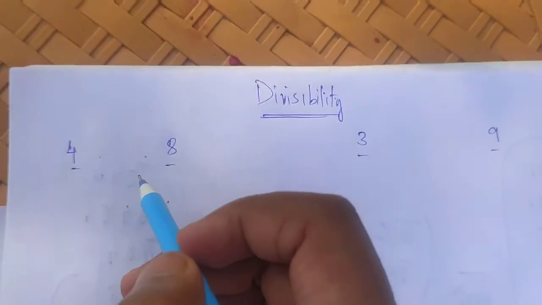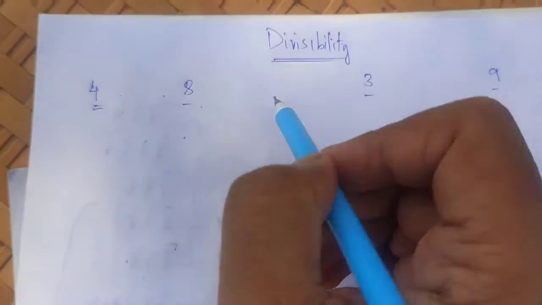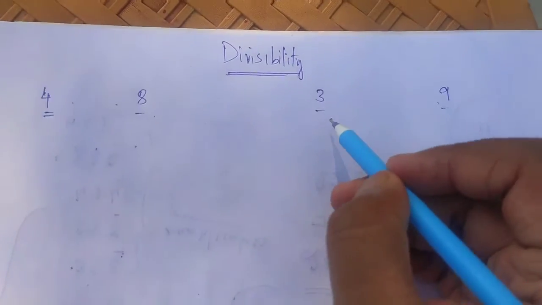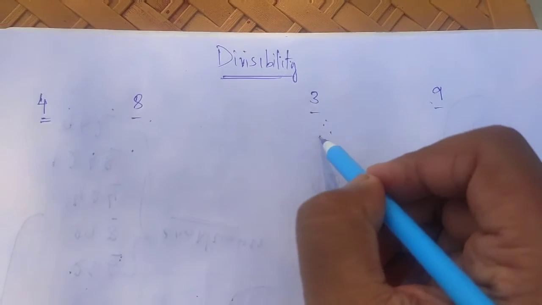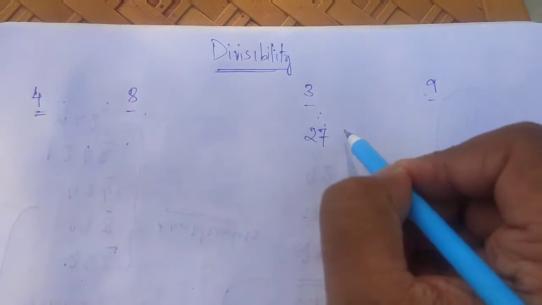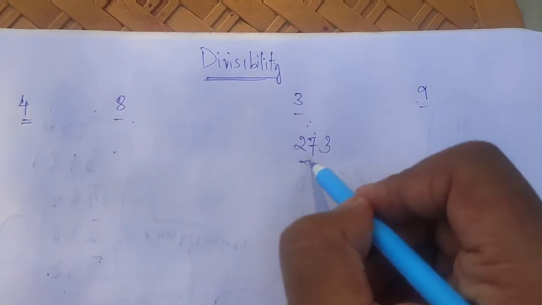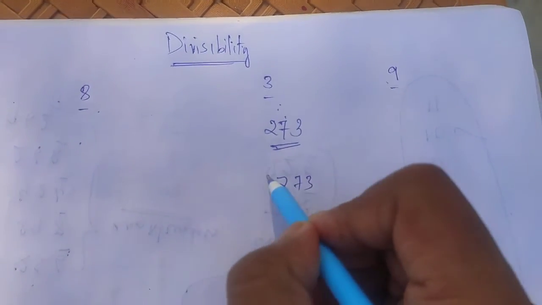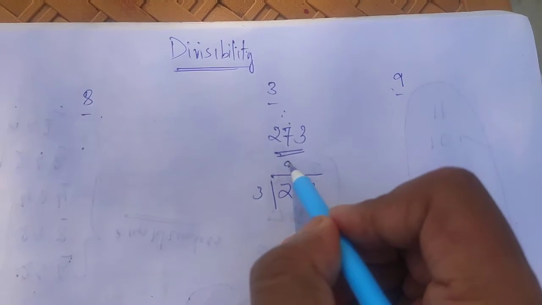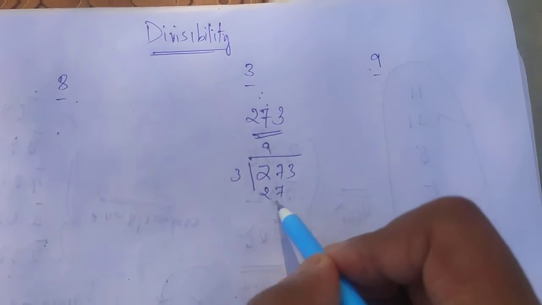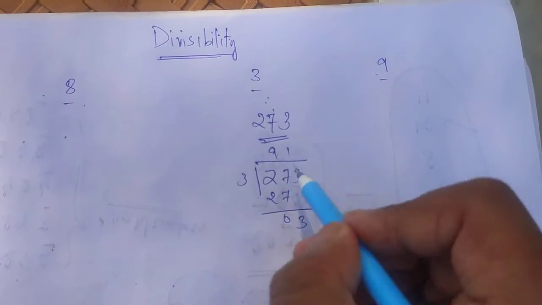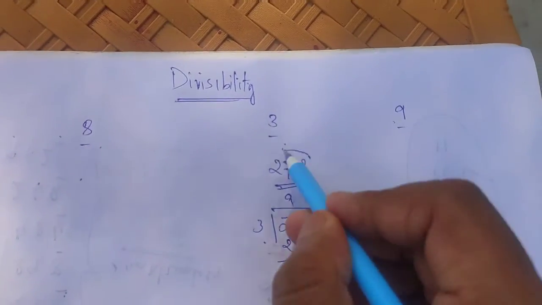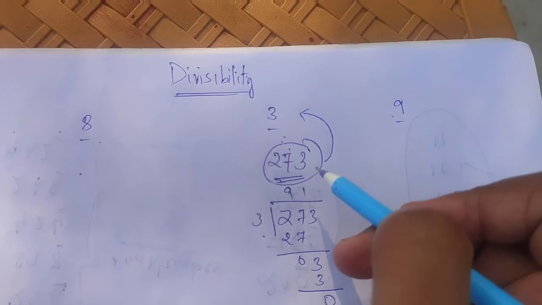Okay. Now let us see for 4, 8, 3 and 9. Okay, let us see 3. Now let us take a number 273. Let us see if this number is divisible by 3. One way we can find out is to divide 273 by 3. 3 9s are 27, 0, and 3. 3 1s are 3, that is 0. Therefore, this number is divisible by 3.